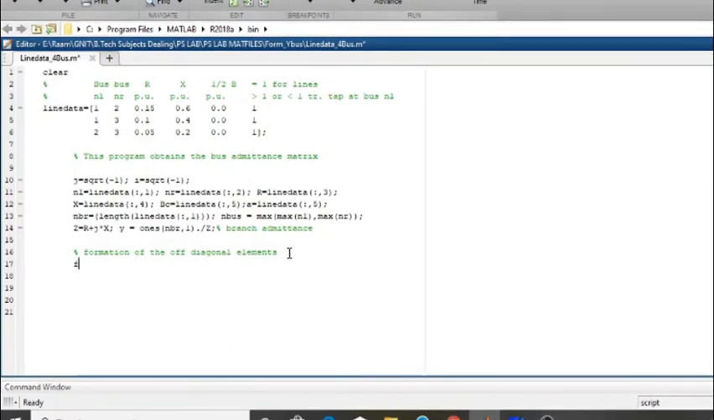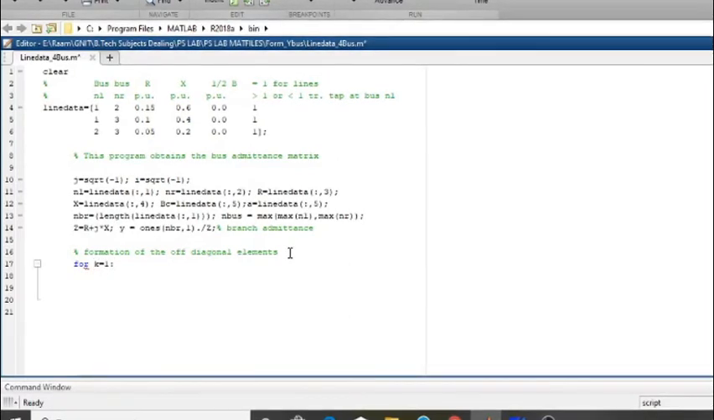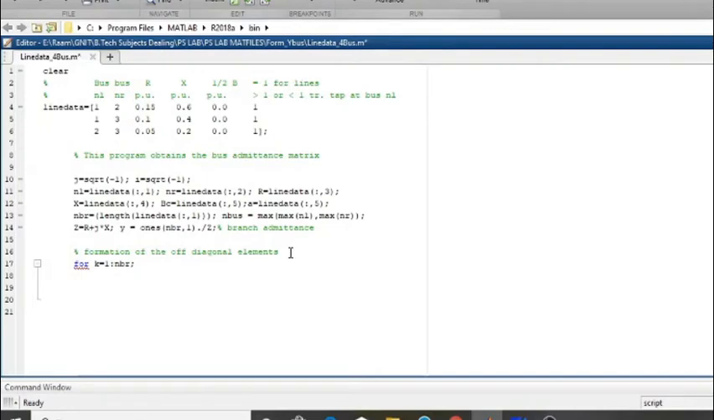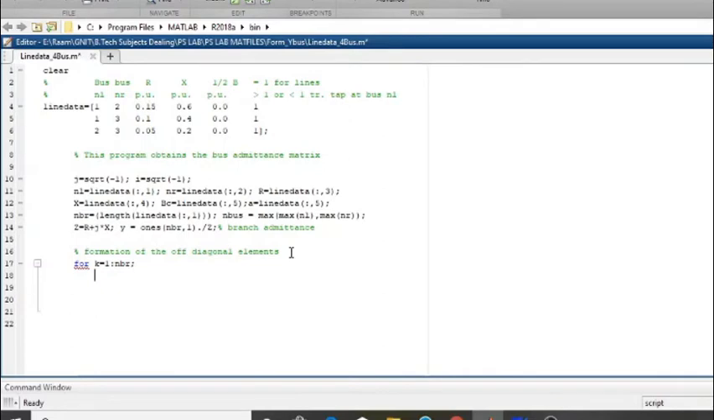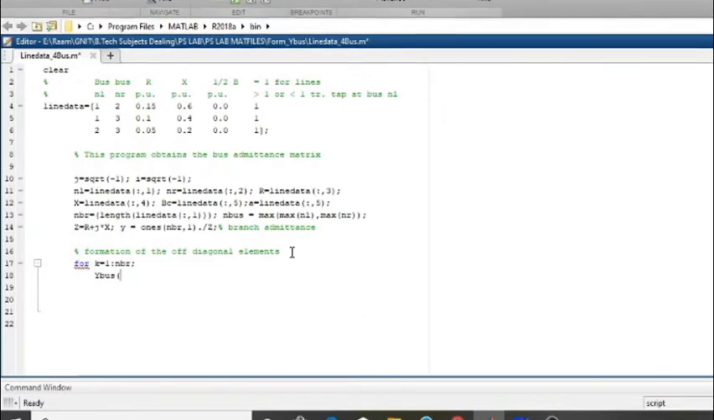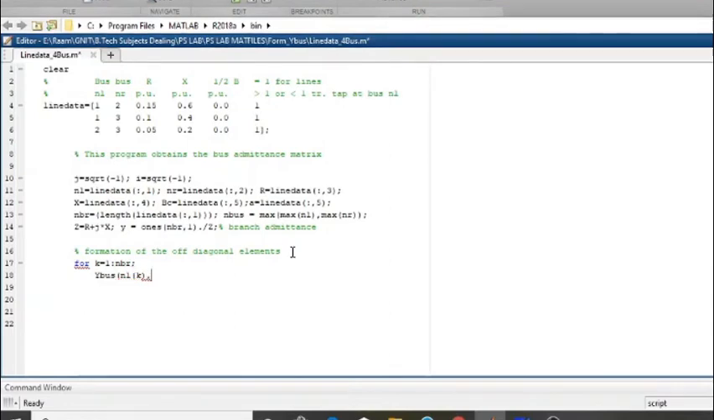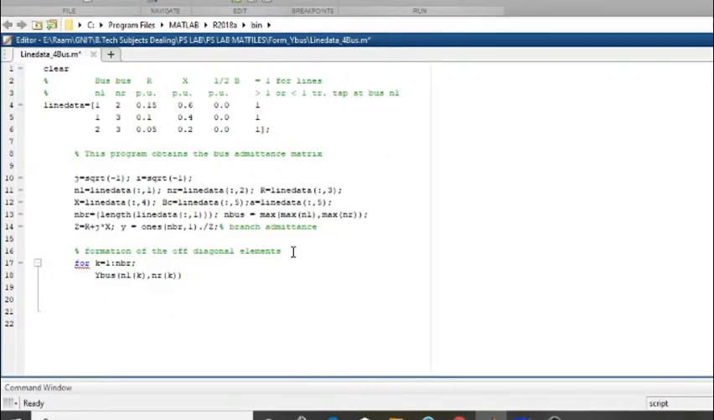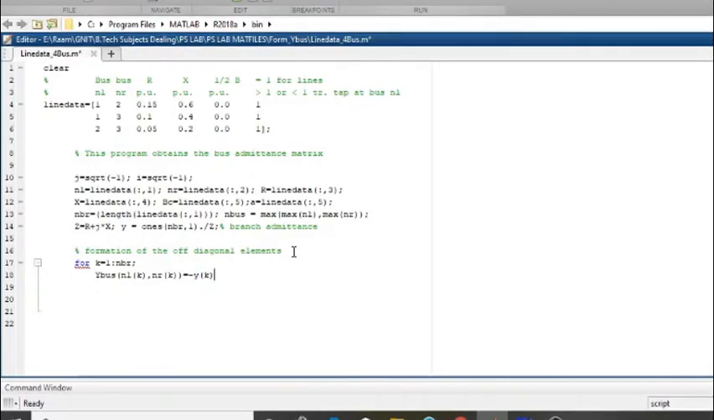First of all, we need to take a for loop. For example, k is equal to 1 to NBR. NBR is how many transmission lines are available. So we have three: k is equal to 1, k is equal to 2, and so on. Right? Y bus representation. Y bus of k, k is equal to, what is the formula? It is minus y of k.